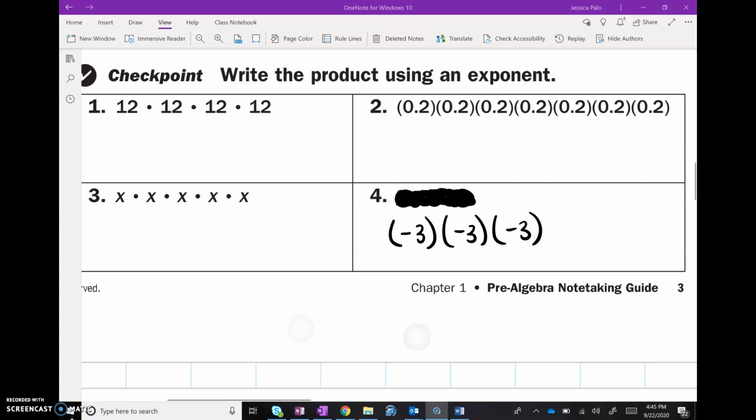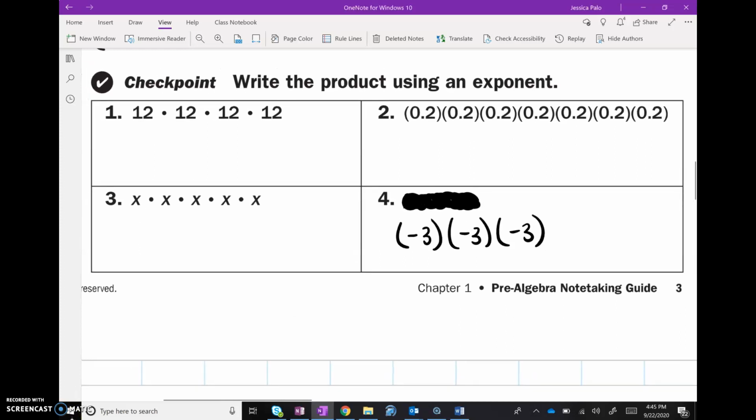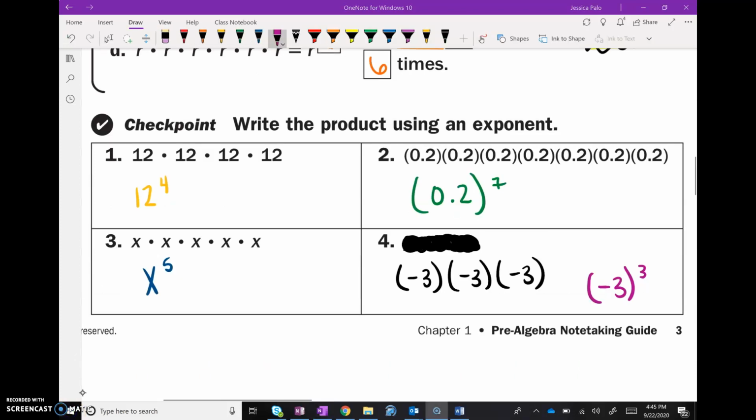Here are your checkpoint problems that I would like you to work on. I modified number 4 and gave you a custom example that I would like you to do instead. Great job. Here are your answers.